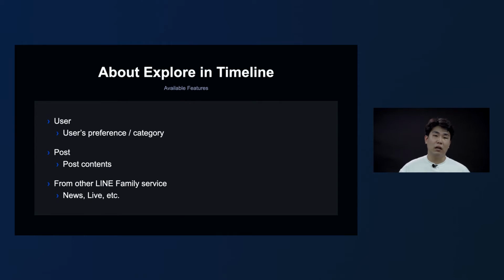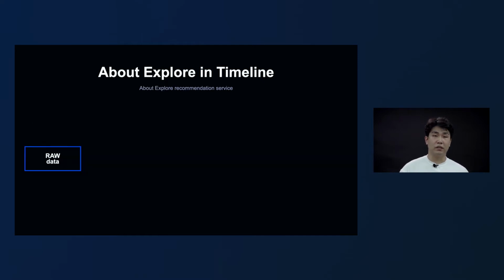If you refer to the service scenario that I showed you before, you can find the information that can be used for the recommendation system. First, information such as the user's preference or category can be deduced based on an action taken by the user related to a post. And second, content-related information from the post can also be considered to be very important. Additionally, because Line has many family services, we also utilize the data generated from these family services as well.